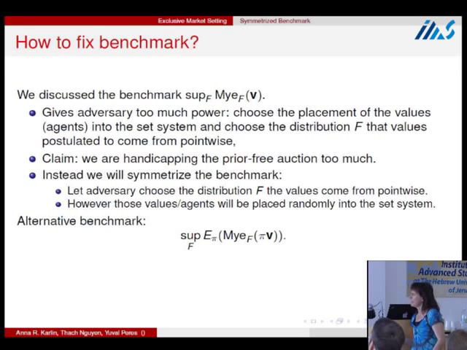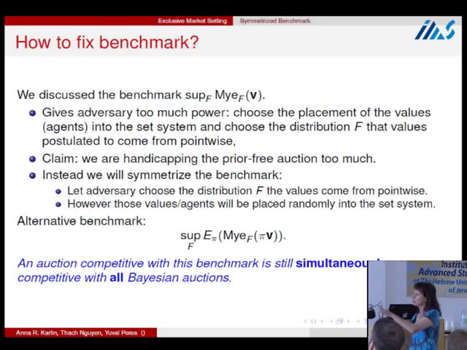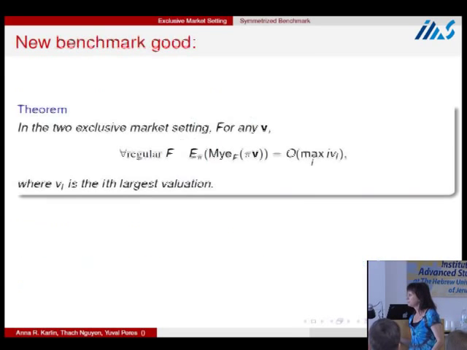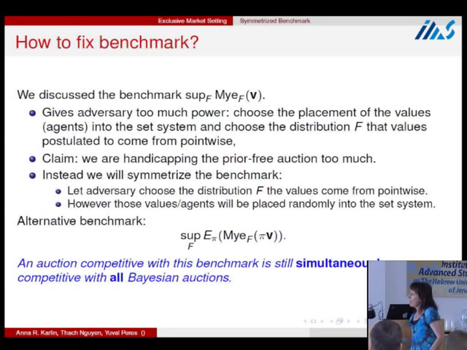The major point here is that an auction competitive with this benchmark is still simultaneously competitive with all Bayesian auctions. So we still have the nice economic corollary. In fact, we have it pointwise, because if the values are drawn IID from a distribution, then every permutation of the values is equally likely. So again, it's stronger than a statement about averaging over values. And then the question is what happens in our context.